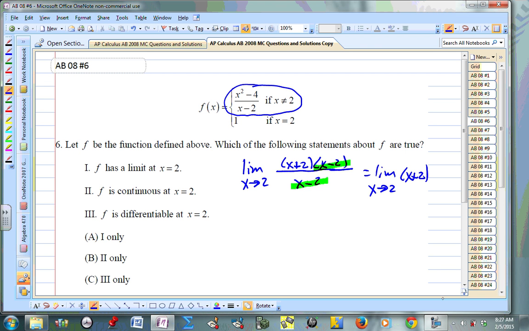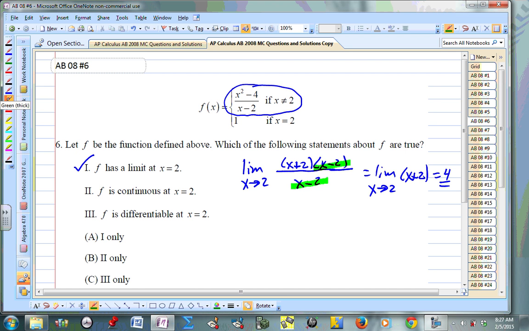So we're left with the limit as x approaches 2 of x plus 2. Well, now direct substitution will work. We'll get 2 plus 2, which is 4. So statement 1 is true. The limit does exist, and the limit is 4. Now the next statement, number 2, says f is continuous at x equals 2.